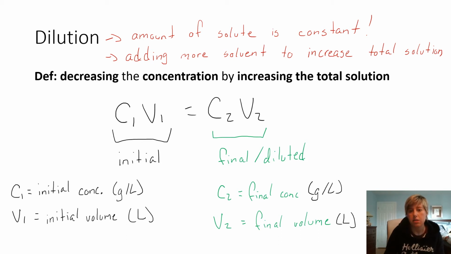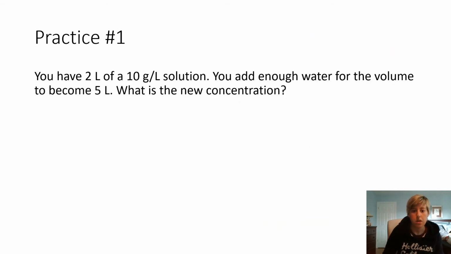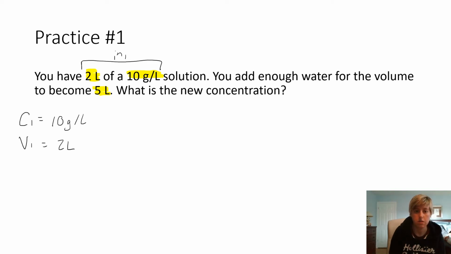So what we're going to do is we're actually going to do 3 practice questions to work on this equation. So if we're looking at our first question, you have 2 liters of a 10 gram per liter solution. You add enough water for the volume to become 5 liters. What is the new concentration? So what we need to do is we need to write down what we have. We have C1, which is our initial concentration of 10 grams per liter. We have V1, which is our initial volume of 2 liters. And it's basically said right here. So this is our initials.